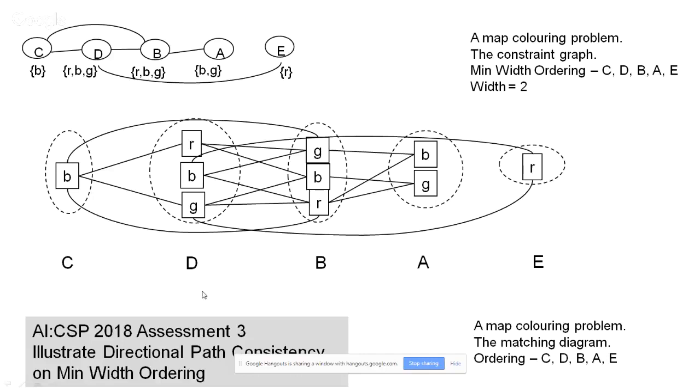So as a last example, we will look at directional path consistency with the other ordering that we had seen, which is the min width ordering, which is C, D, B, A, E. And remember that we got this ordering because these variables, the ones which are least connected, were processed last, essentially.